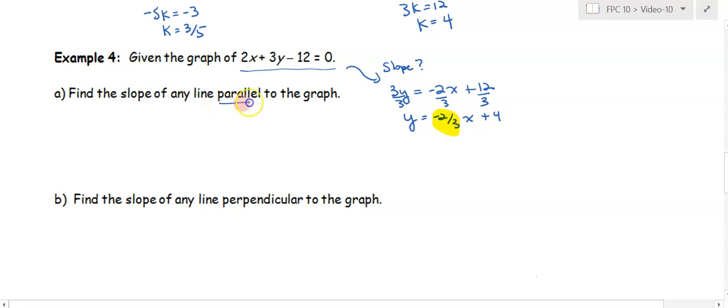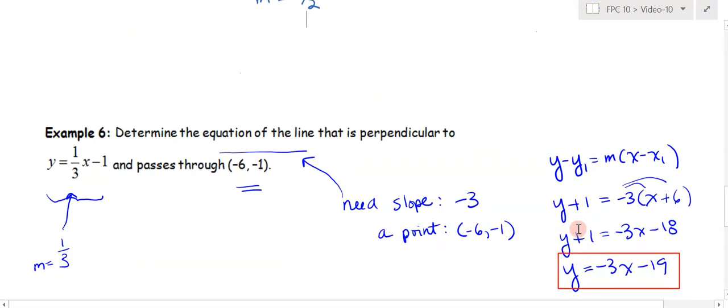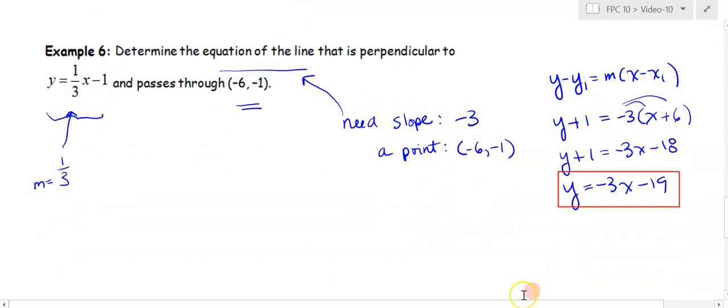So the slope of a line parallel to this is exactly the same, negative 2 over 3. The slope of any line perpendicular to that one would be its opposite reciprocal. So I now know the slope of all lines perpendicular to that, and I know the slope of all lines parallel to that line. These ones are worked out because we've been working on these lots lately, so I'm just going to review. Now I'm just going to tie it all together.